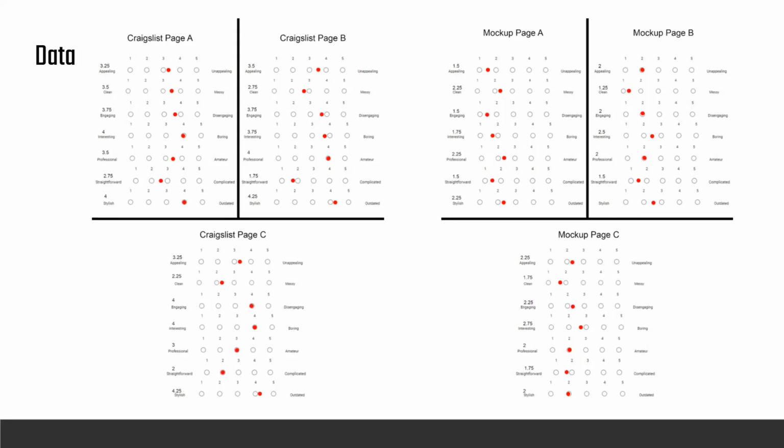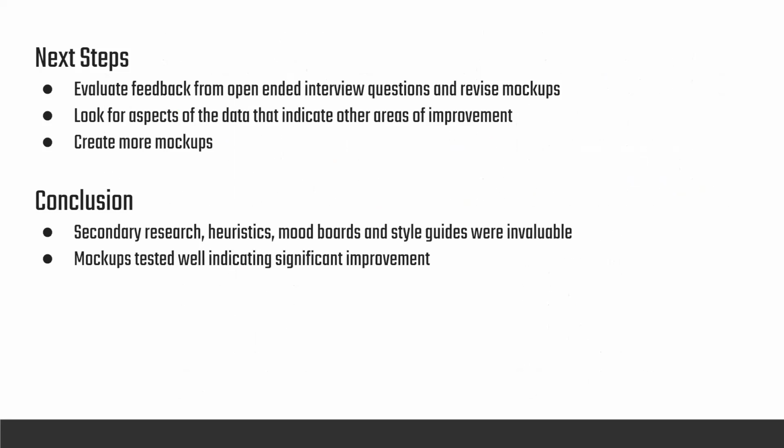So now we're going to move on to our next steps and conclusion. Our next steps would be to evaluate the feedback from the open-ended interview questions and to revise our mockups based on those. Also looking for aspects of the data that indicate other areas of improvement that may not come from the interview questions or from a face value of the data, like more consistency with less spread. And also creating more mockups throughout the rest of the site to further improve the Craigslist experience.